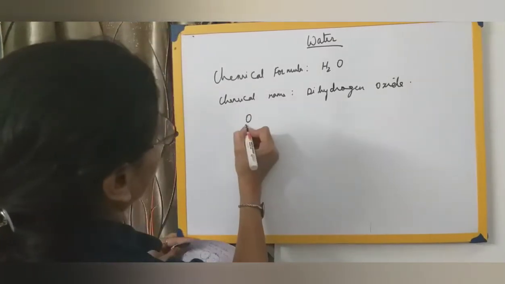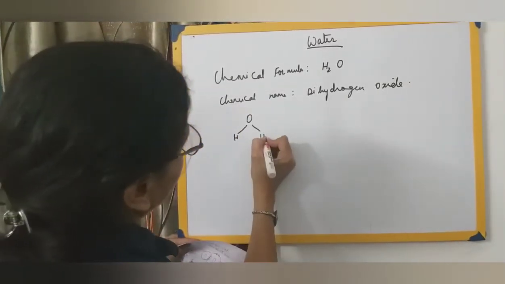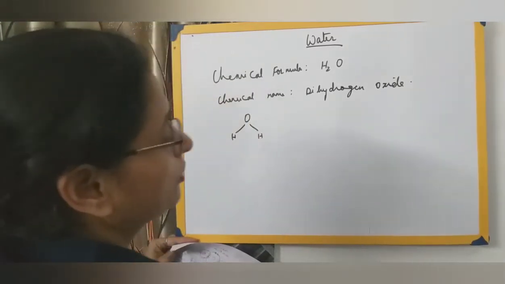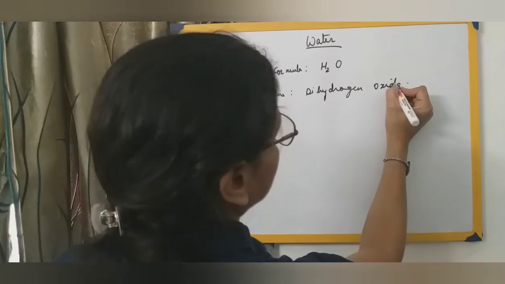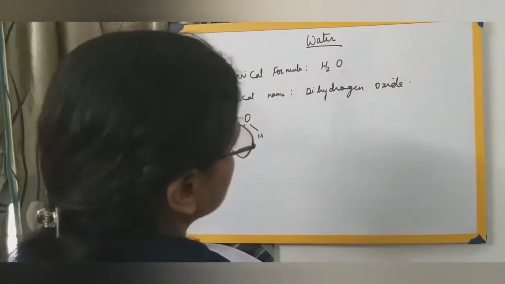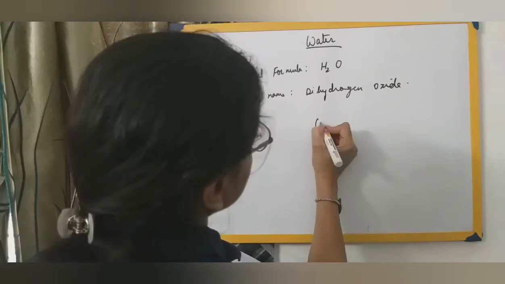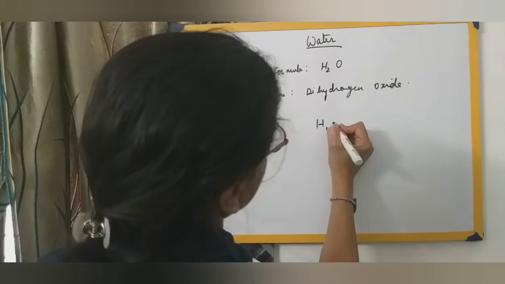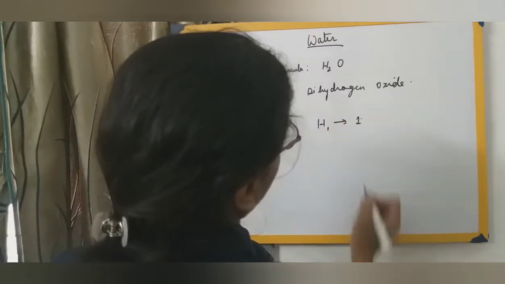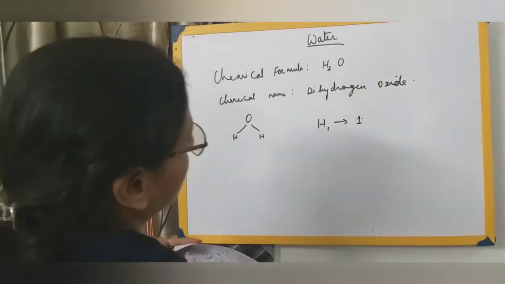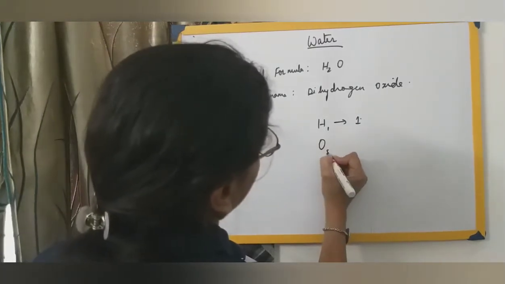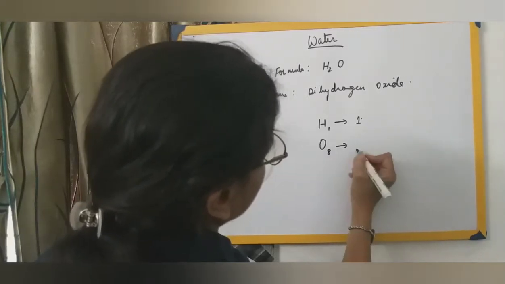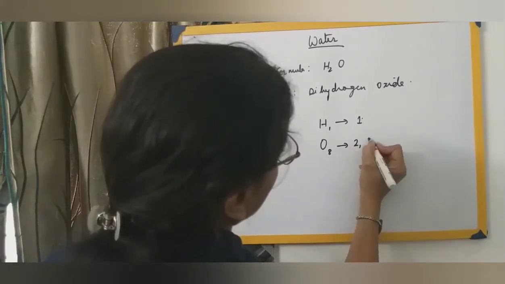We can represent water in this way, or let us see the bonds that have been formed in water. Before discussing the bond, we know it's made up of hydrogen and oxygen. So the atomic number: hydrogen has only one electron, so we can write the atomic number as 1. Oxygen has atomic number 8. So the electronic configuration of hydrogen is only 1, and in case of oxygen, it's 8, so it will be 2, 6.